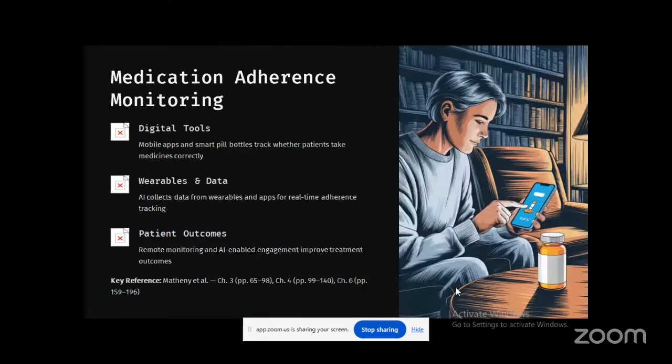Next is medication adherence monitoring. In our present fast-running generation, people are unable to take medication at the right time. By digital tools, mobile apps or smart pill tracking, patients can take medication at the right time and in the right way. Coming to wearables and data, AI collects data from wearables and apps for real-time adherence tracking, and then advises them to go for a pre-check or a list of medications. In this way it advises people based on the data. For patient outcomes, remote monitoring improves engagement and treatment outcomes by preventing problems before they reach the worst case. The reference book for this is Artificial Intelligence in Healthcare by Mathni, chapters 3, 4 and 6.